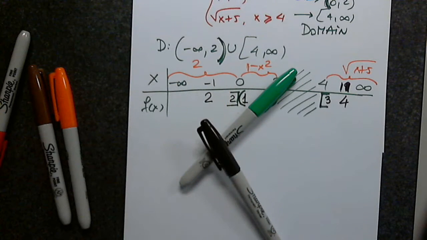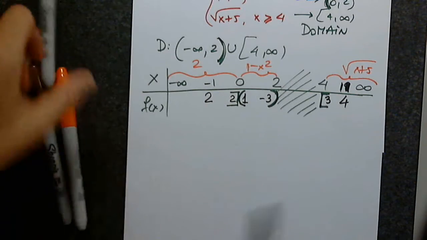So for -∞ to 0, you're going to have one graph. For 0 to 2, a different graph. And for 4 to infinity, a third graph. But they will not touch. They will not overlap. Okay? Ready?